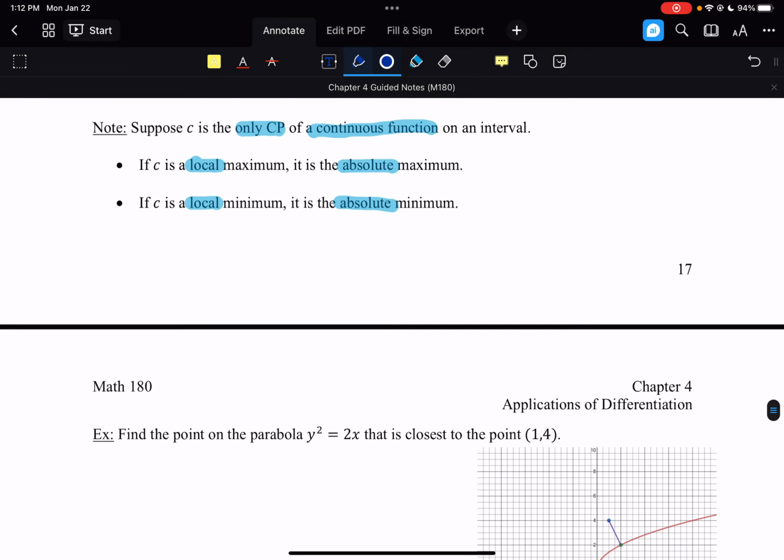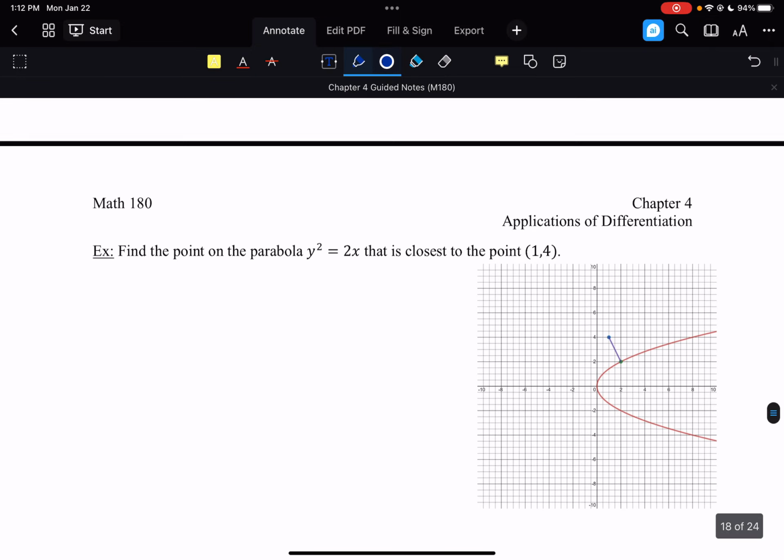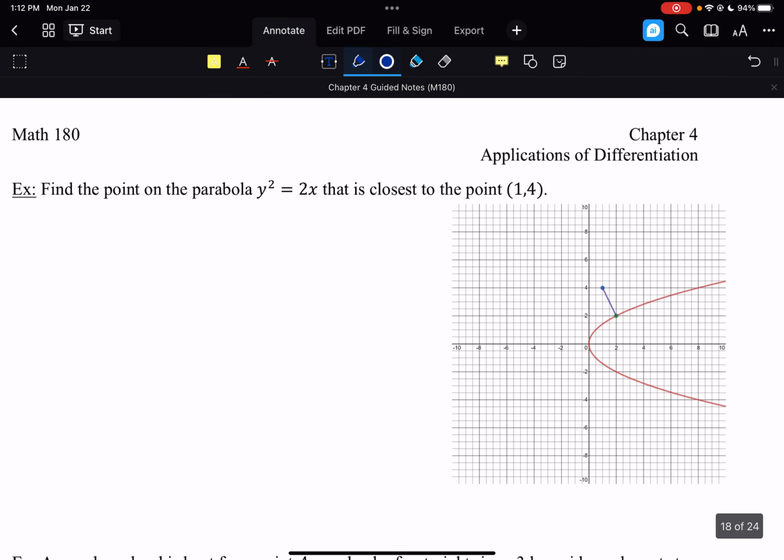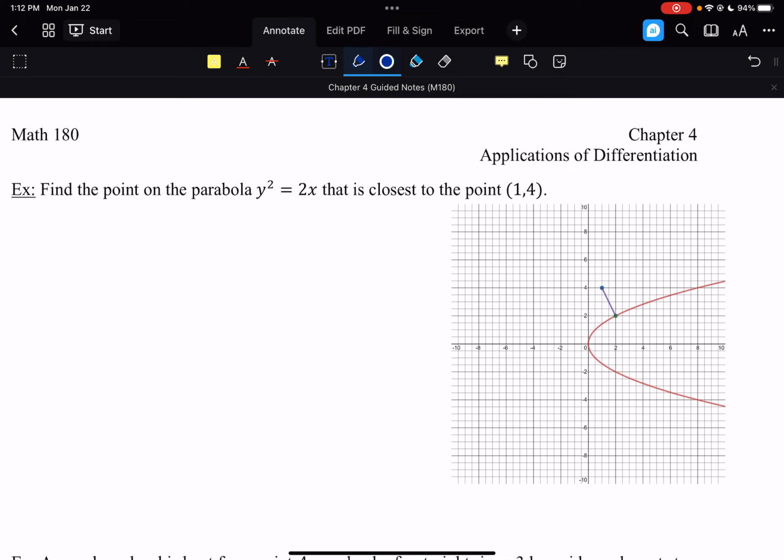Let's take a look at this next example here. So a little bit different. Find the point on the parabola y squared equals 2x that is closest to the point (1, 4). So as you can see, I have kind of the diagram over here. So we have the sideways opening parabola, we have the point (1, 4). We're trying to find the point on this parabola that is the closest to the point (1, 4).